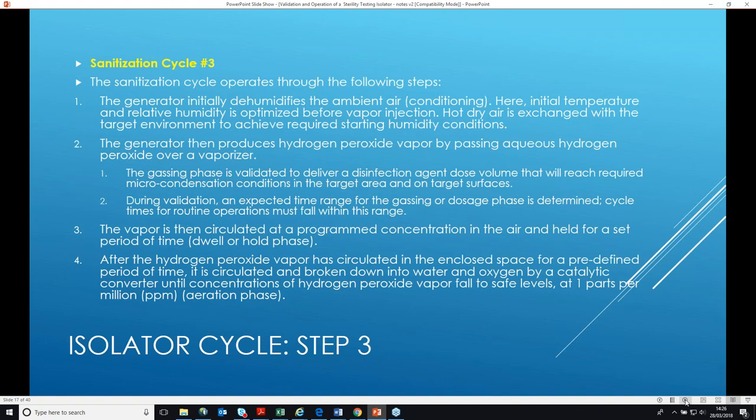Finally, after the hydrogen peroxide vapor is circulated in the enclosed space for a predefined period of time, it is circulated and broken down into water and oxygen using a catalytic converter until concentrations of hydrogen peroxide vapor fall to a safe level. And certainly within the UK, the Health and Safety Executive has determined that this safe level is one part per million. So less than one part per million is within the safe occupational exposure level, and it means it's safe for people to be in the vicinity.